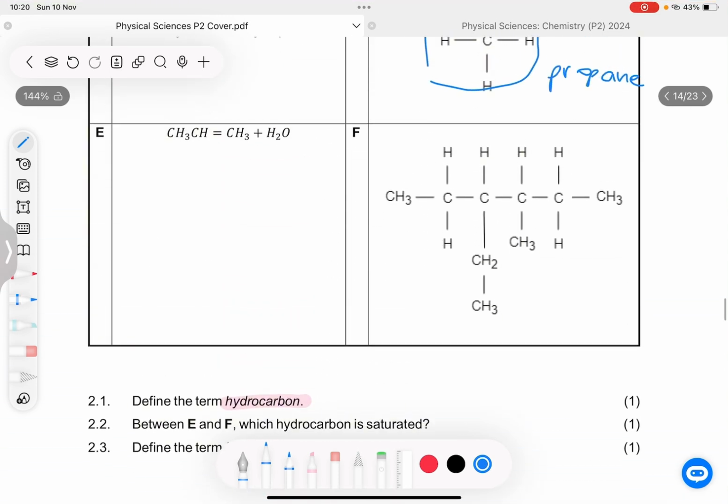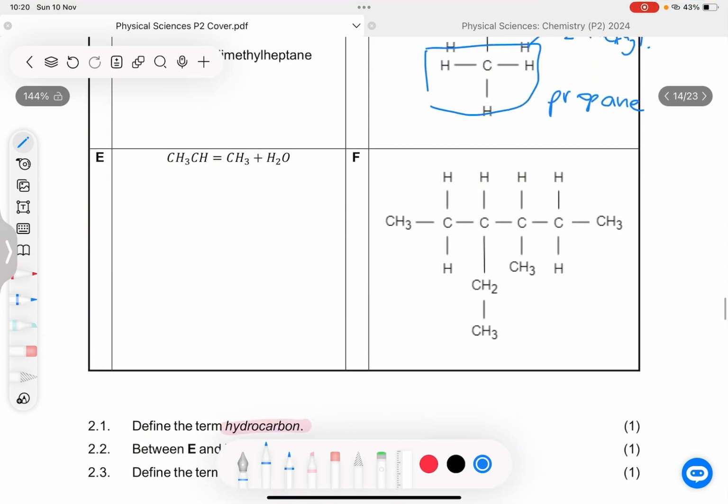And then they also want us to name the compound F. Now with the compound F, we're going to firstly look at our functional group here. We can see that again we have an alkane, so it means our name should end with ane, because there's only single bonds. The functional group is an alkane in this case, right?